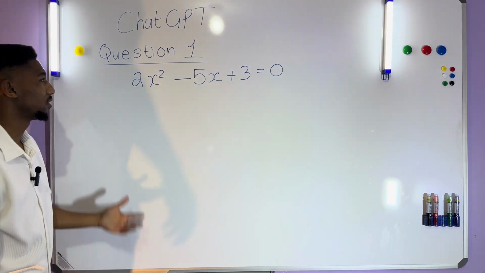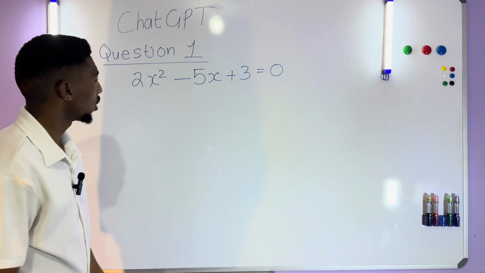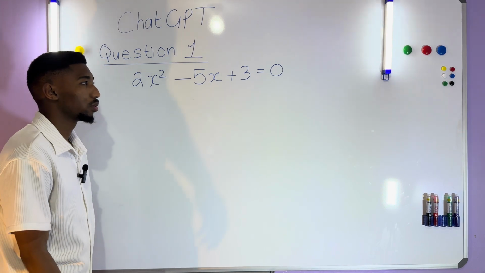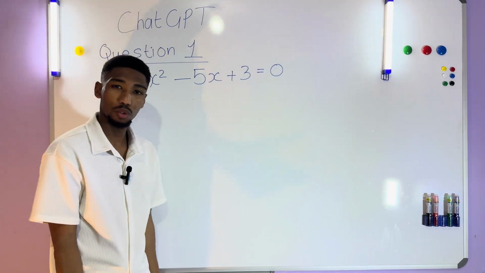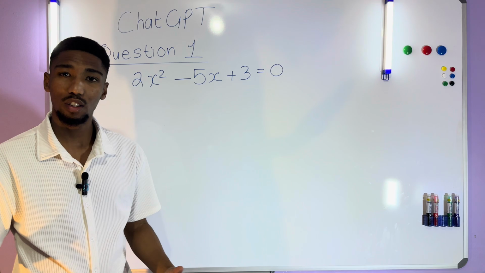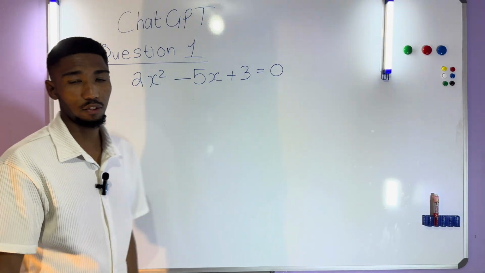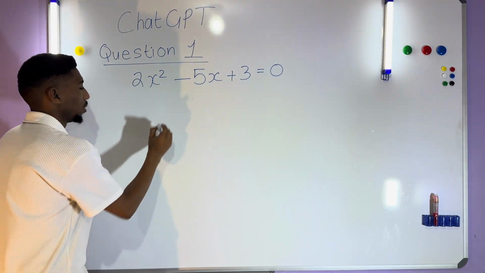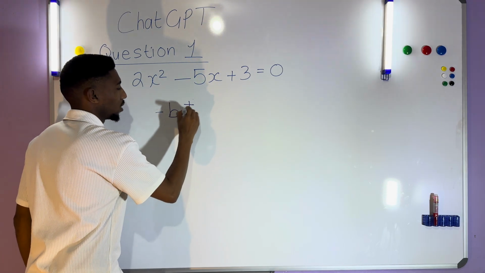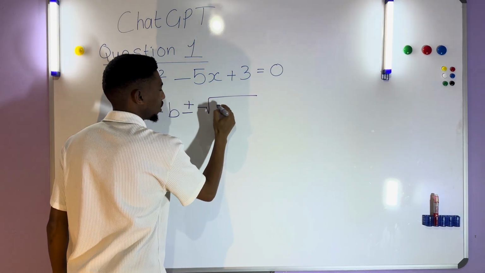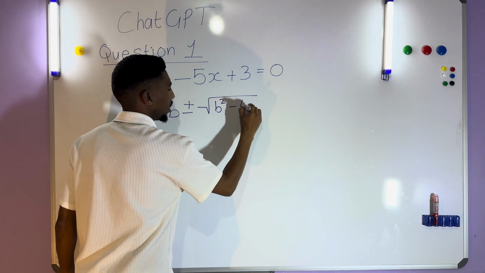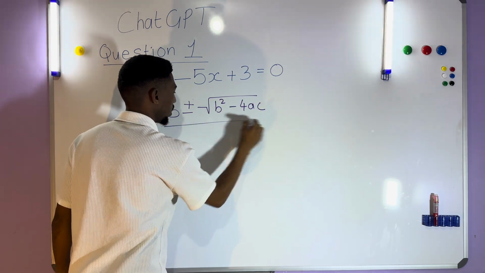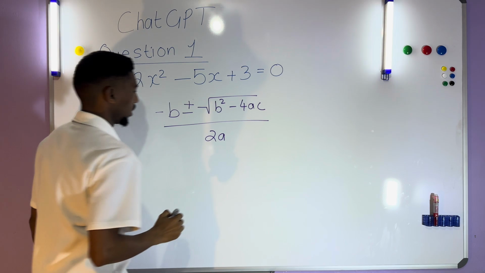So ChatGPT has given us the trinomial to solve. And when we see a trinomial, what's the first thing we do? We look at the quadratic formula. And the quadratic formula is as follows. We have minus b plus minus square root b squared minus 4ac over 2a.